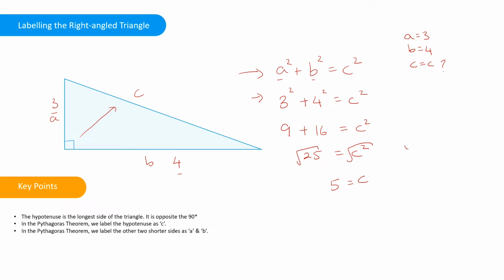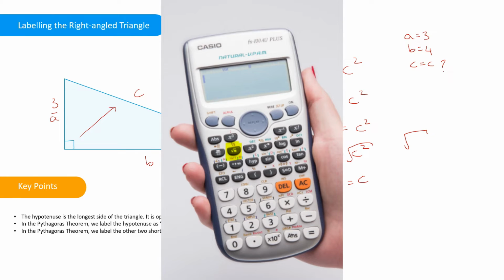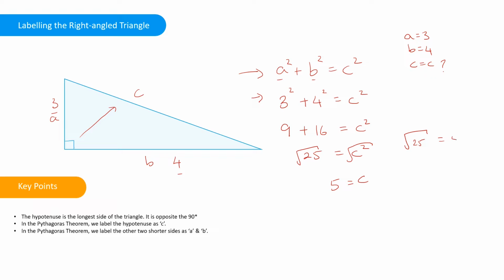So this square root sign can be found on your calculator. So if you want to do square root of 25, you press that button first, and then you type 25. And it will tell you that that's 5. And what this means is that 5 squared equals 25, because 5 times 5 is 25. So for this question here, you can get away without using a calculator, because you know that if C squared is 25, C has to be 5, because 5 times 5 is 25.